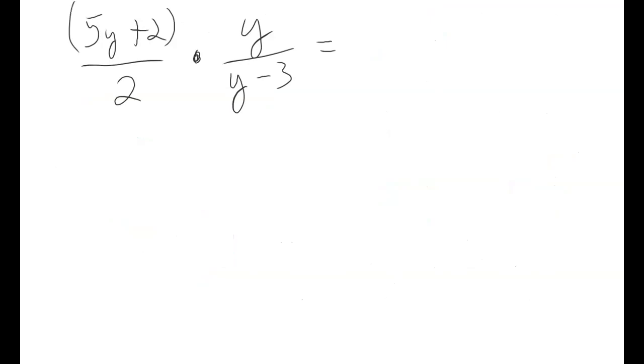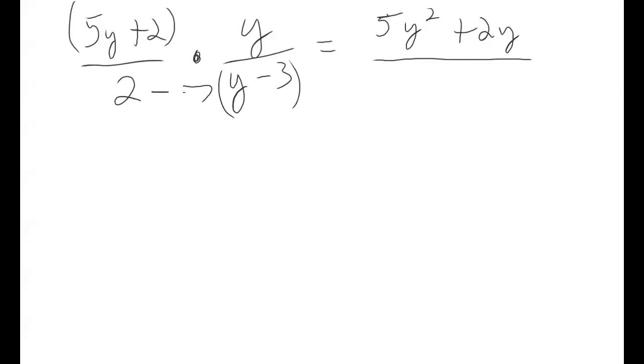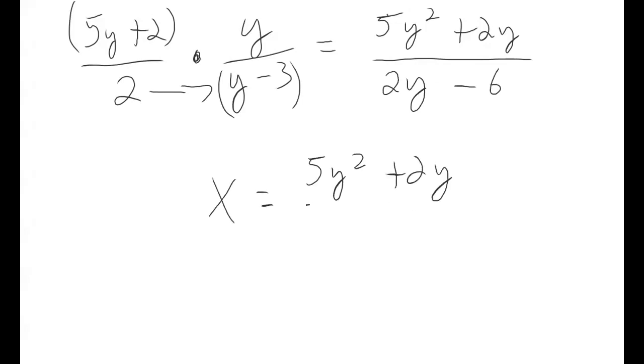So if I put him in parentheses and I distribute that y through, I get a 5y squared plus 2y all over, and put him in parentheses and multiply it by 2, I get a 2y minus 6. So finally, x equals 5y squared plus 2y all over 2y minus 6. And I am not allowed to cancel those two y's because they are part of a polynomial, and I cannot cancel parts of a polynomial.